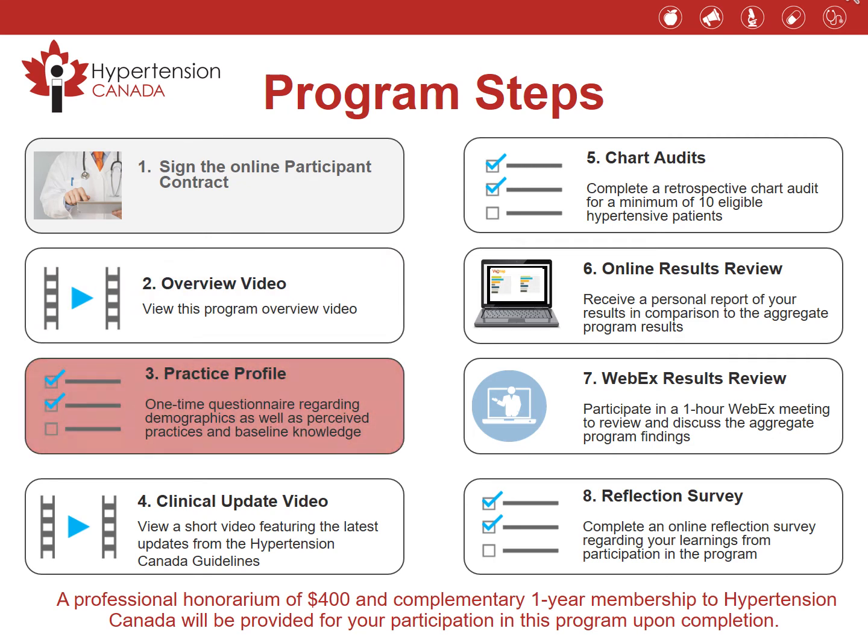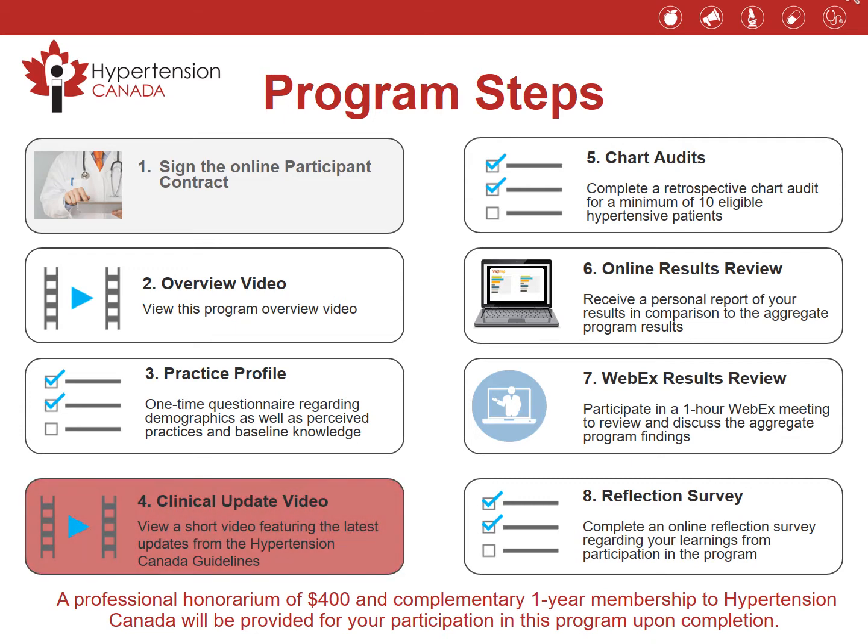The third step is to complete a one-time practice profile questionnaire regarding demographics as well as perceived practices and baseline knowledge. The fourth step is to view a short clinical video featuring the latest updates from the Hypertension Canada guidelines. The fifth step is to complete 10 to 15 retrospective chart audits for your eligible hypertensive patients. Further information regarding inclusion criteria will follow.